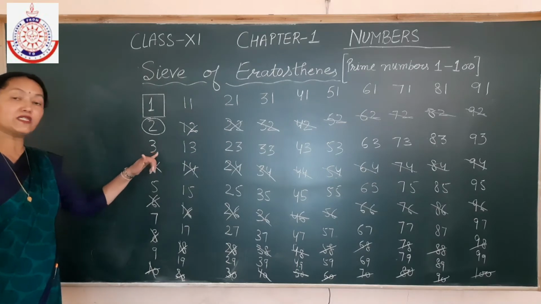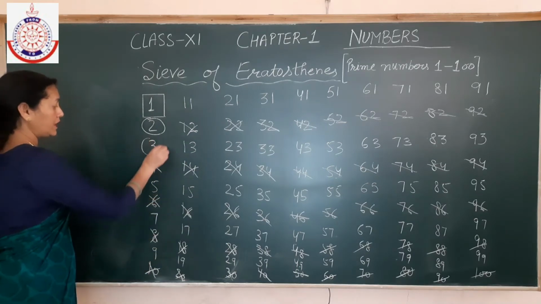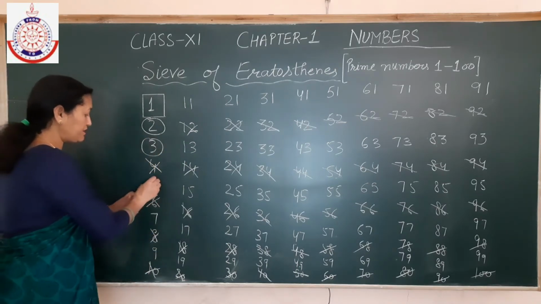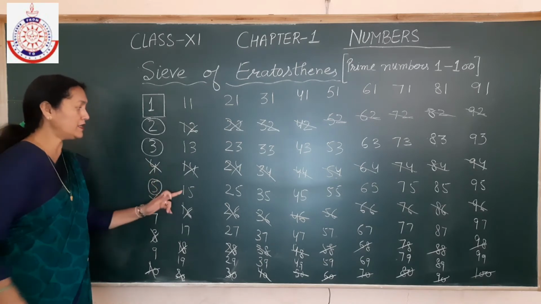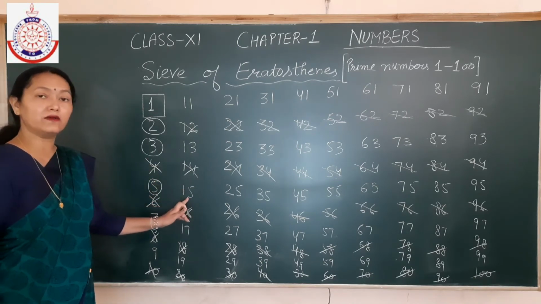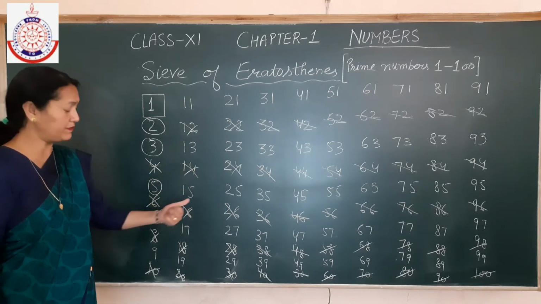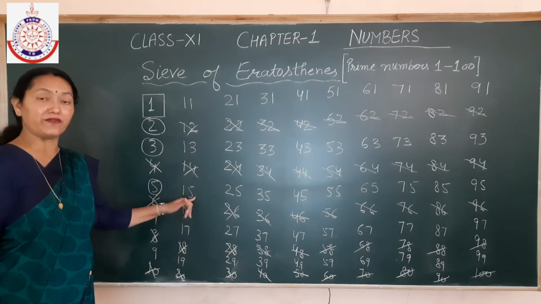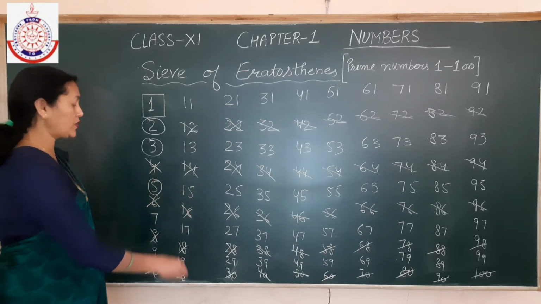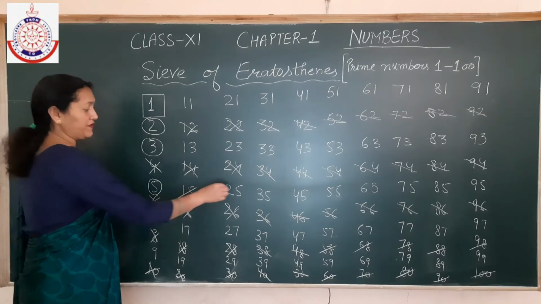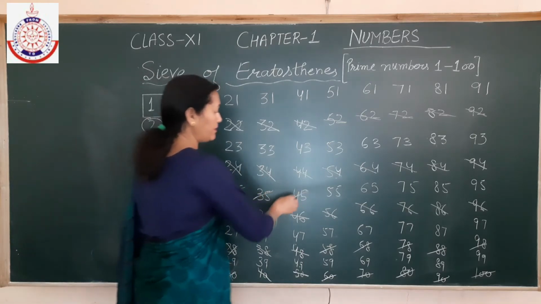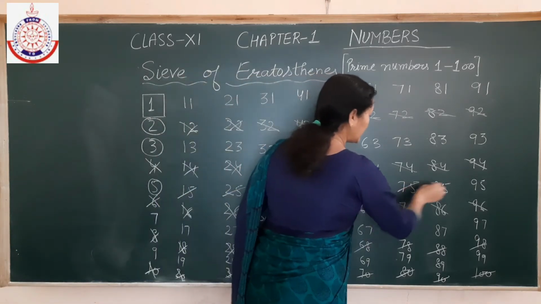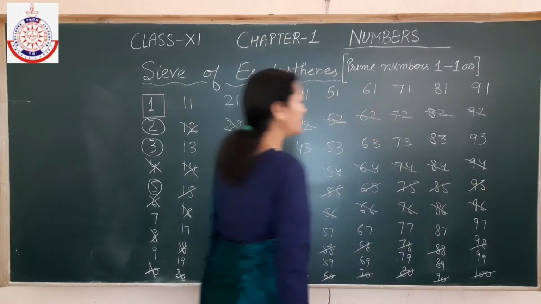Now, 3 is prime, 5 is prime, and any other number that ends with 5 can never be prime. That means, like this, 15 is there. 15 comes in the table of 5. So, any number that ends with 5 can never be prime, because all these numbers fall in the table of 5.